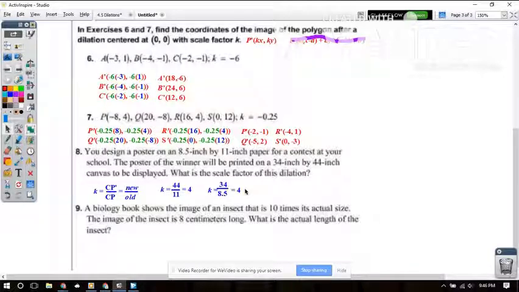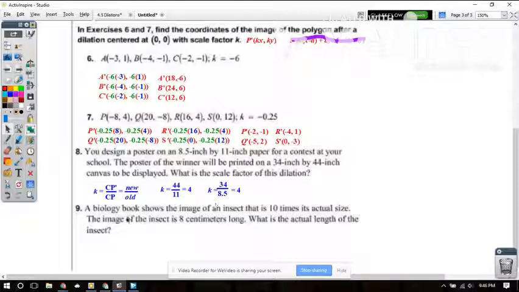The important thing that you do need to make sure of, though, is take the shortest side with the shortest side because those are the ones that correspond to each other. The 11-inch, the longest side, goes with the 44-inch, the longest side there, because they correspond to each other, and so those are the ones that you need to set up your ratio with. All right, don't mix it up and do 8.5 and 44. That won't work. That'll mess it up.